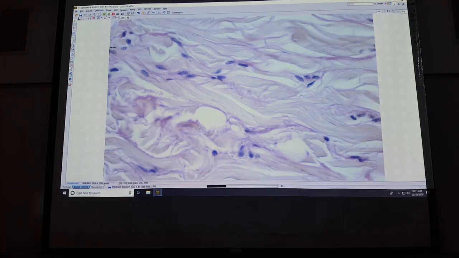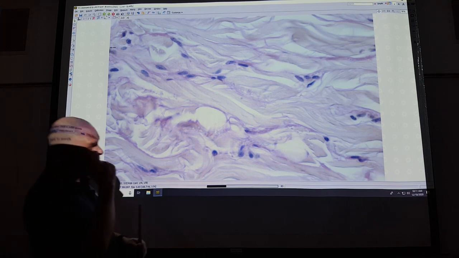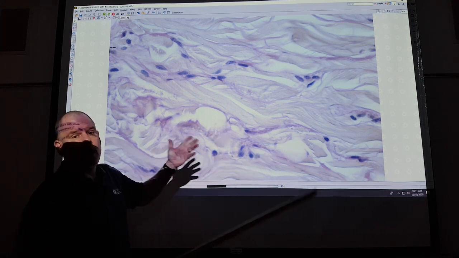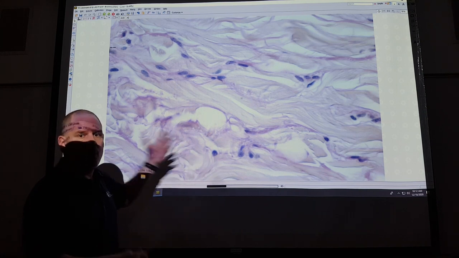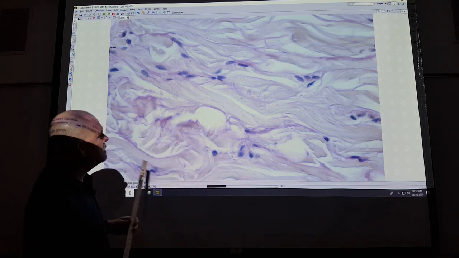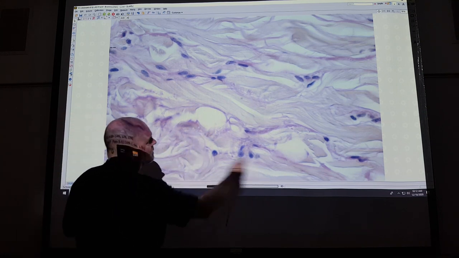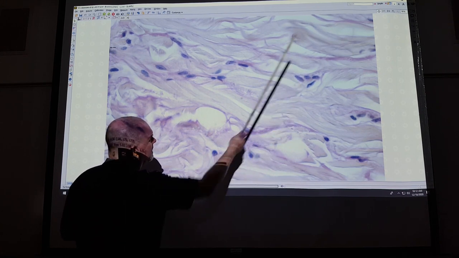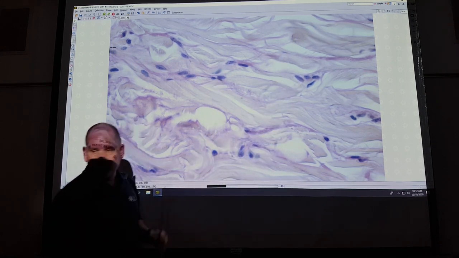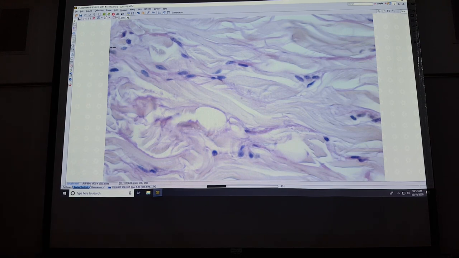A location for this is the dermis of your skin. We also find it encapsulating some organs, in the periosteum around bones, perichondrium around cartilage. Not at all an uncommon way to package various organs in our bodies. It's dense, lots of fibers. It's irregular because the fibers run in many different directions.